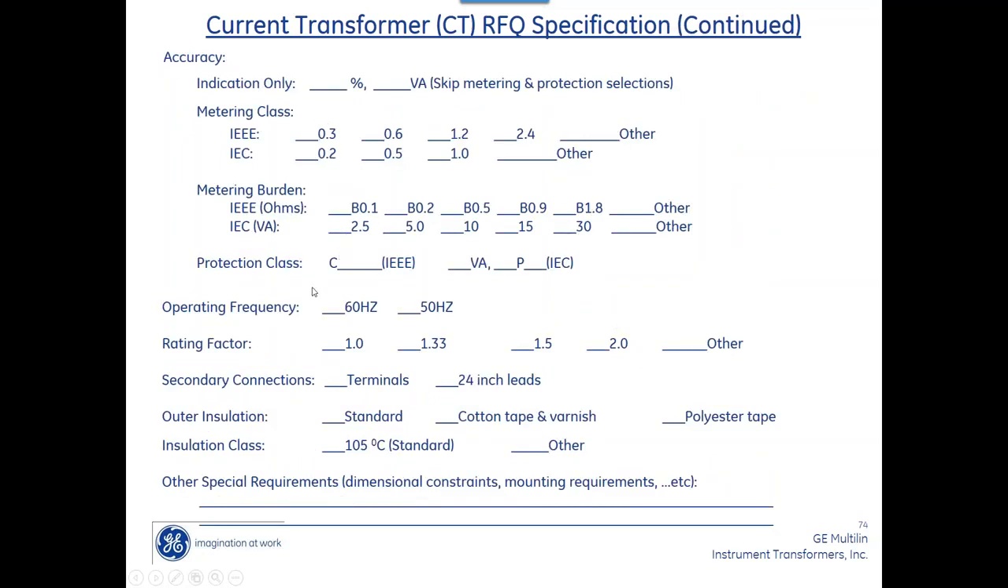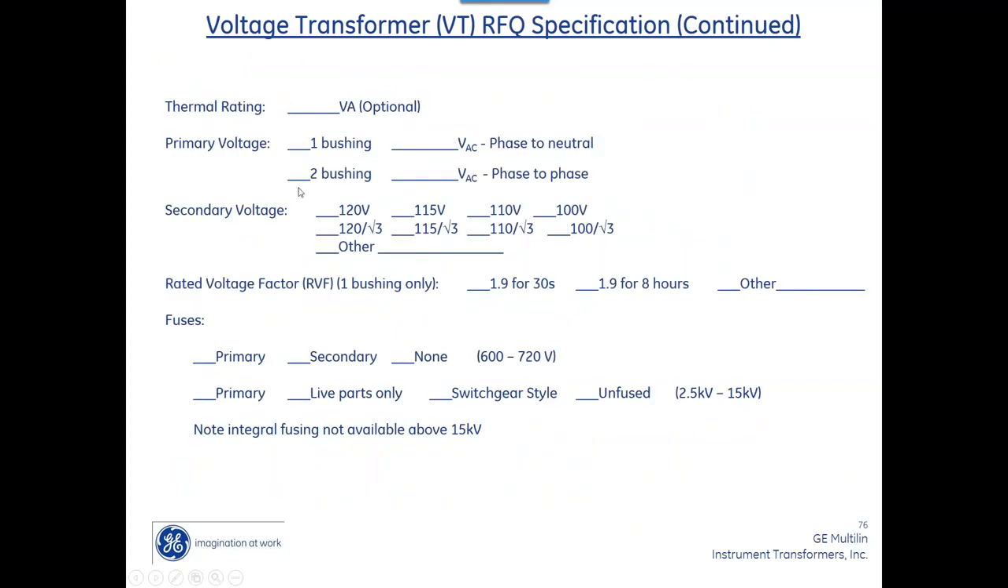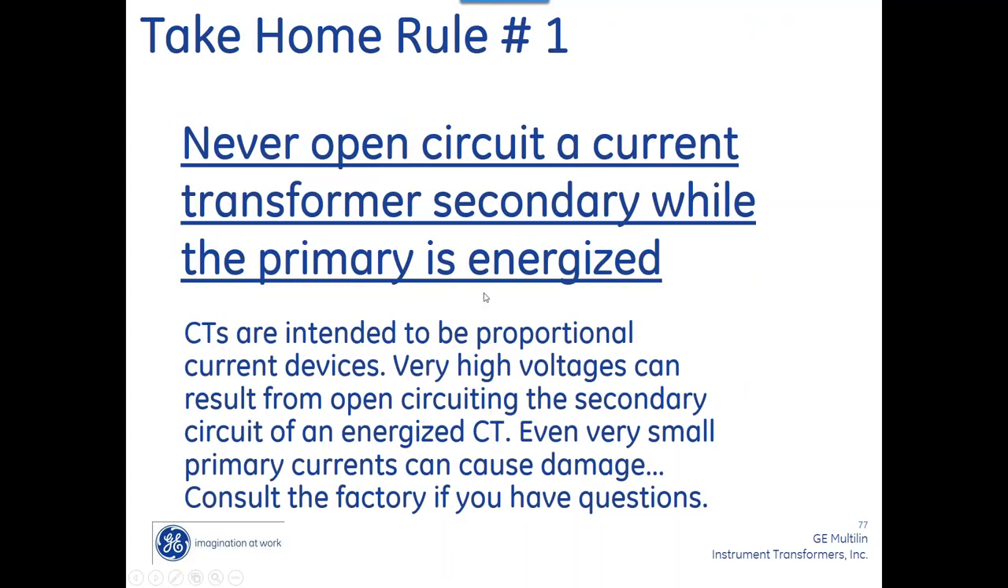Is it indication? Is it metering, protection, frequency, rating factor? We talked about that. Insulation class. On PTs, here's some of the specs for that. Same basic requirements. Thermal rating, 1 bushing, 2 bushing, secondary voltages. You know, fusing, do we need that?